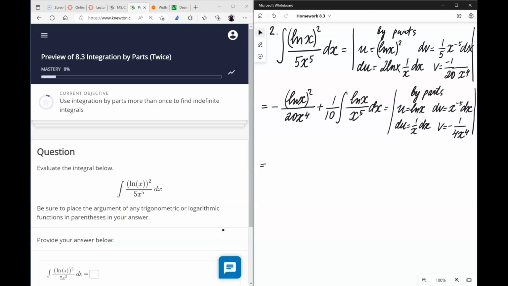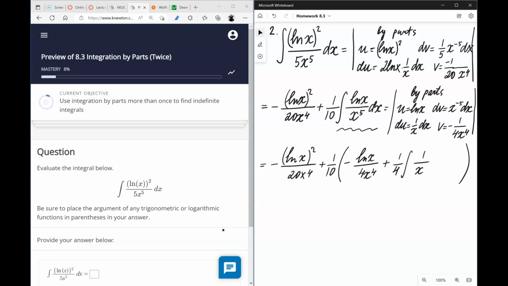And plugging everything in. So again, remember that integration by parts only applies to this. So this remains intact. It's not part of integration by parts. And now we write the integration by parts inside of this parenthesis. So we have uv, so ln of x over 4x to the 4, minus v du, so it becomes plus 1/4 integral of 1 over x to the power 5 dx.